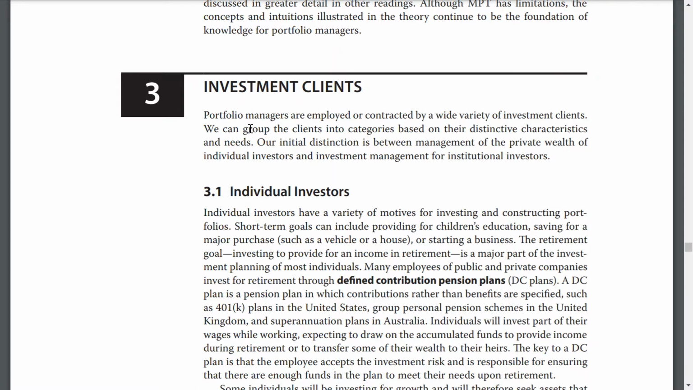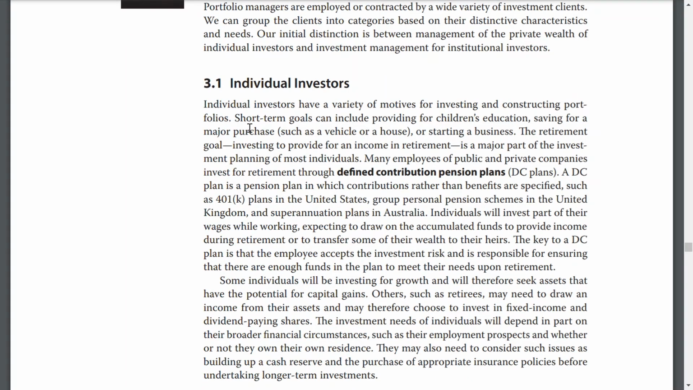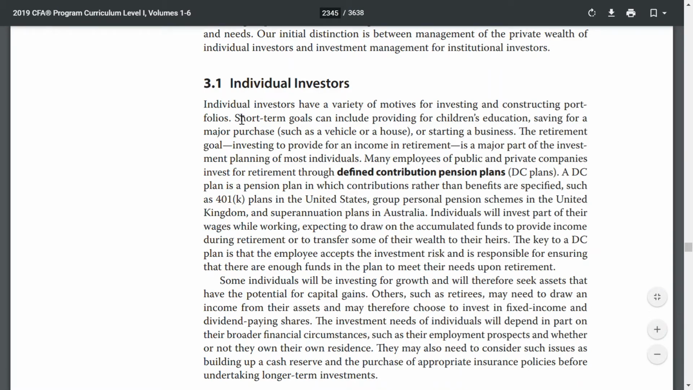Individual investors have a variety of motives for investing and constructing portfolios. Short-term goals can include providing for children's education, saving for a major purchase, such as a vehicle or a house, or starting a business. The retirement goal, investing to provide for an income in retirement, is a major part of investment planning for most individuals.